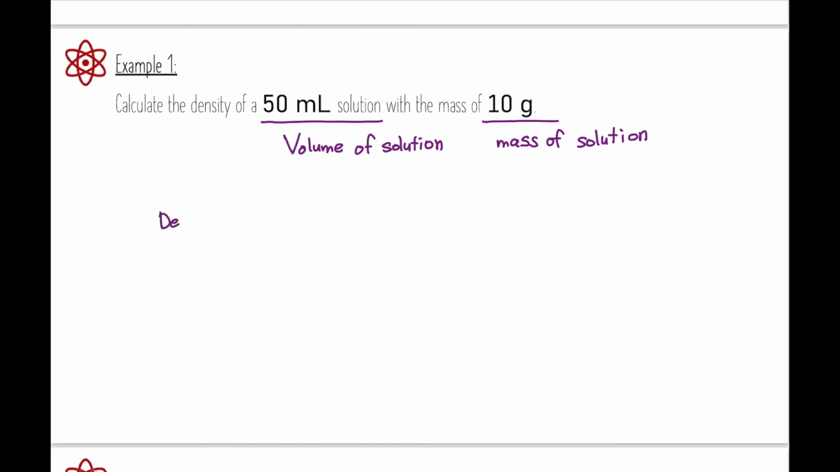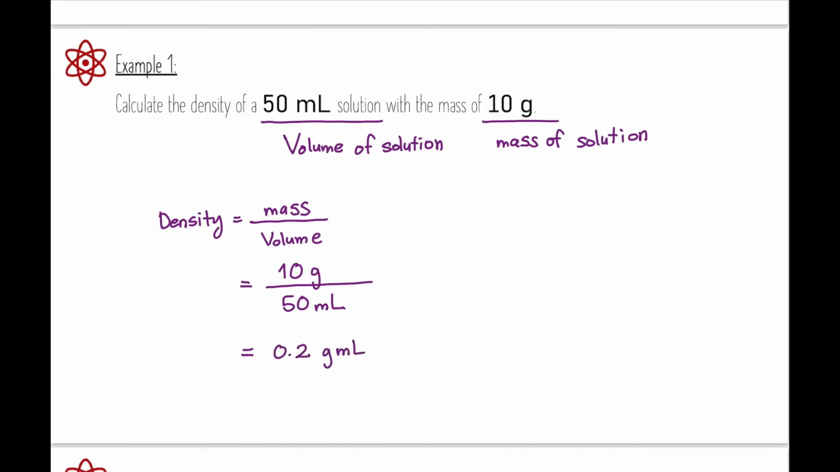So density is equals to mass divided by volume. Substitute the value, which is 10 gram for the mass and 50 milliliter for the volume, and then we will find out that the final value is 0.2 gram per milliliter.